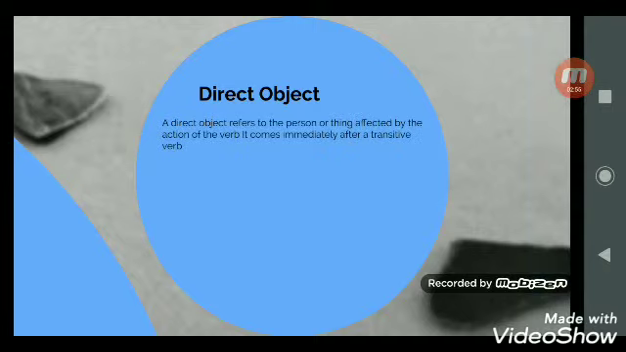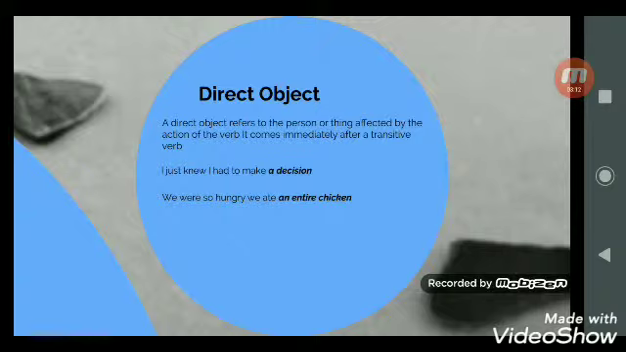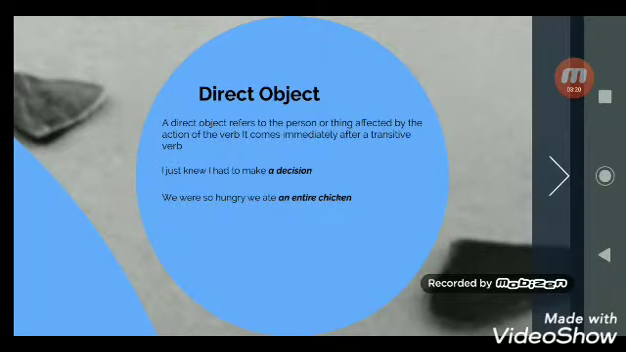The direct object is typically referred to as the entity that is affected by the action. Okay? I just knew I had to make a decision. We were so hungry, we ate an entire chicken. So we can see the object here as being affected, as being a victim. Okay? This chicken was eaten by us. Okay, that is a true sentence, by the way.